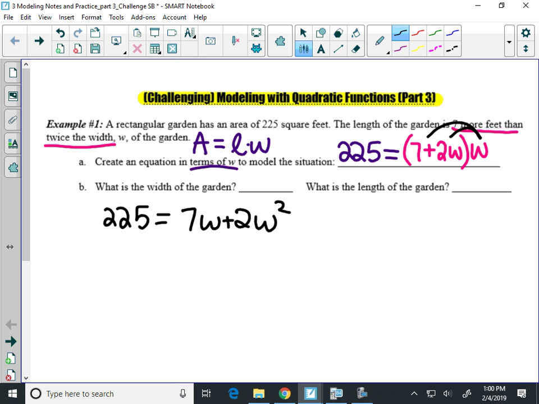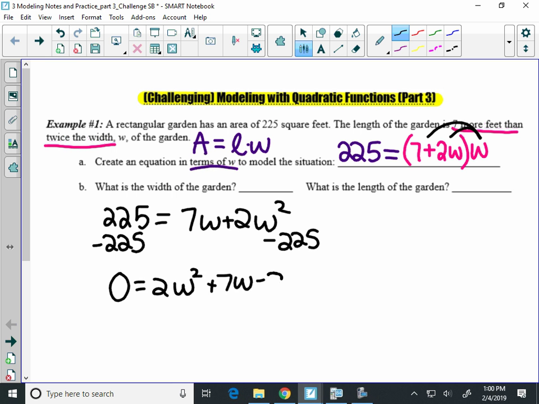Now what do you think you'd like to do? Factor. So we'll have to factor maybe. So let's move the 225, set it equal to 0. So we'll subtract 225. And when we do that, why don't we put this into standard form at the same time? So we'll have 0 equals, what should go first if I write this in standard form? 2W squared plus 7W minus 225.